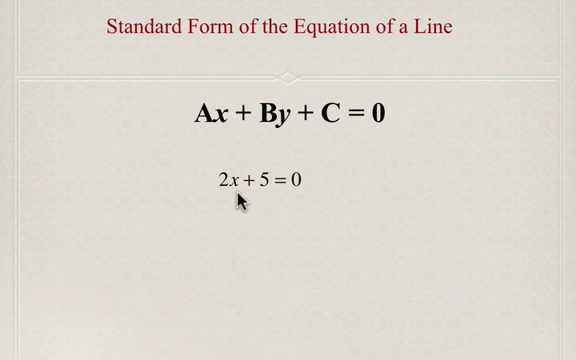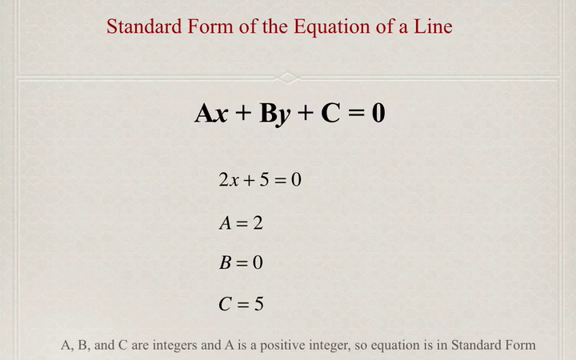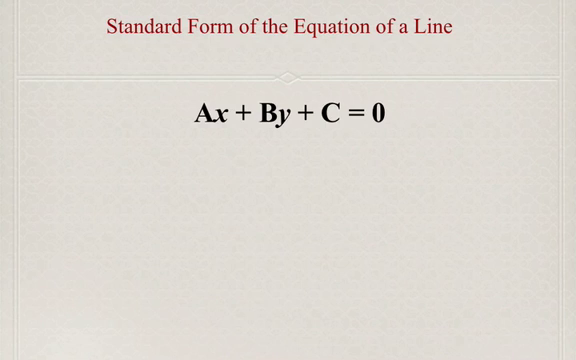And here, 2x plus 5 equals 0. And we have a is equal to 2. Now, there is no b term, and the only way that's possible is if b is equal to 0. And then c is equal to 5. So that means that a, b, and c are all integers, because remember 0 is an integer, so the equation is in standard form.